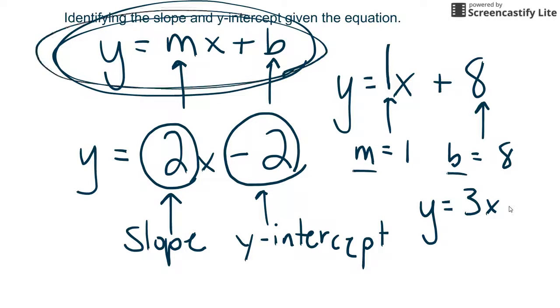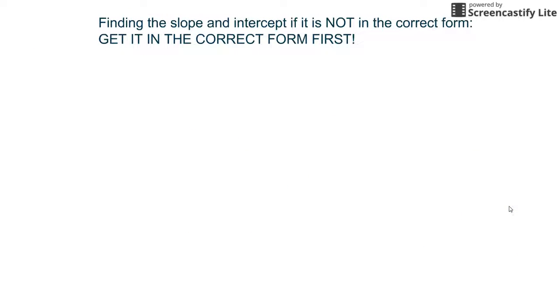If we have something like this that just says y equals 3x, well, again, if you're looking at the format, what it looks like it's missing is this plus b at the end. So if we added a number, it would have to be a 0, because if you add anything else, you're going to change the problem. So again, the slope is 3, and the intercept is 0.